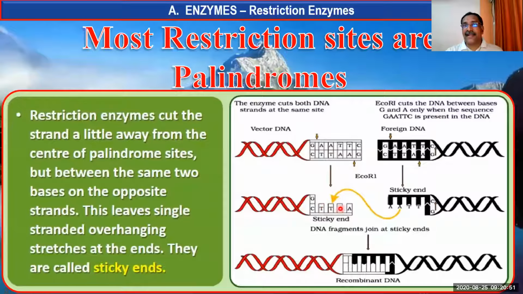This overhanging end has nitrogen bases which are unpaired. These unpaired nitrogen bases can be used for linking with any other complementary strand of DNA. So this particular end, this overhanging area, we call sticky ends. By sticky ends, you can join two different RNA or DNAs. Okay, sticky ends we have seen.